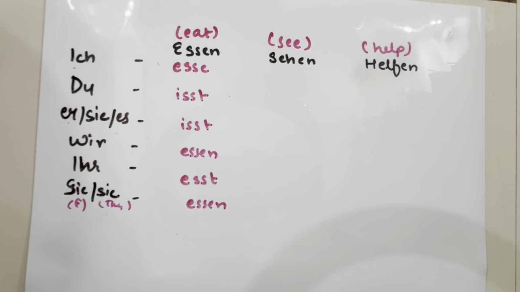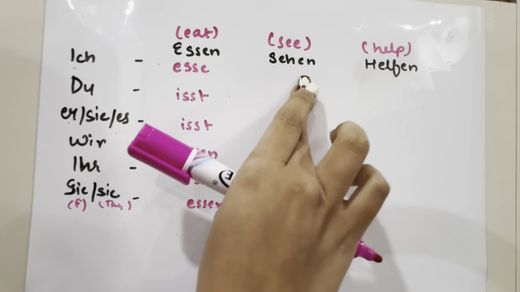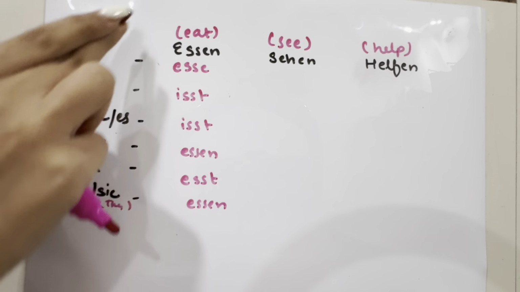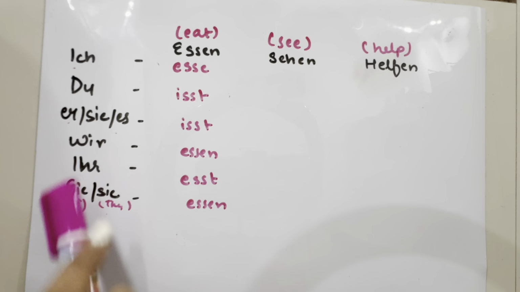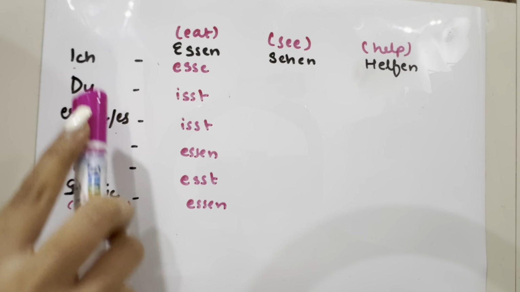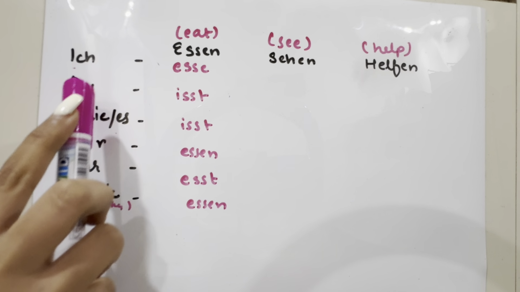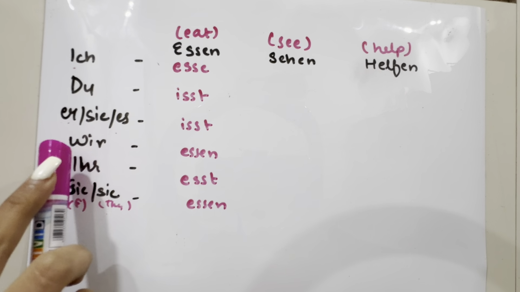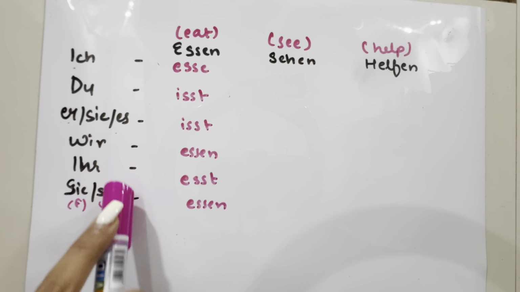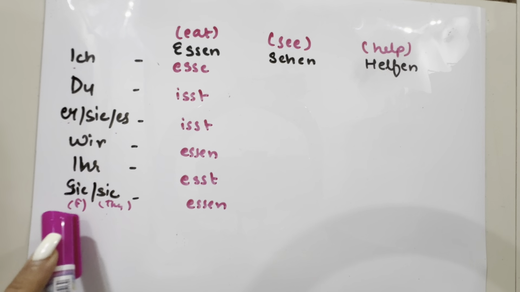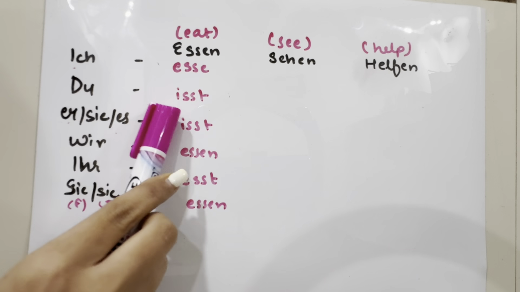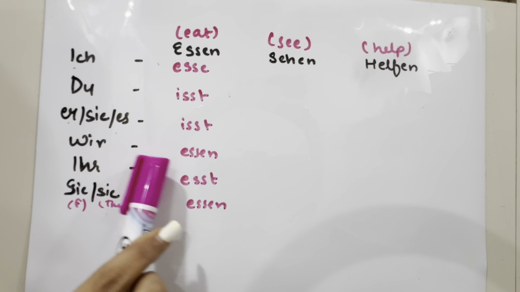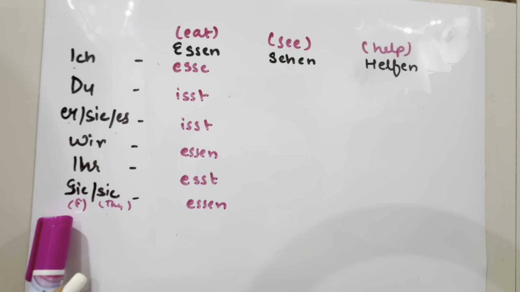Now we are moving on to the next set of our verbs. Essen, sehen and helfen. Essen means to eat, sehen means to see, and helfen means to help. So the first verb is essen. Ich means I, du means you, er, sie, es means he, she, it, wir means we, ihr means you all, Sie means formal you, and sie means they. So ich esse, du isst, er, sie, es isst, wir essen, ihr esst, sie essen.